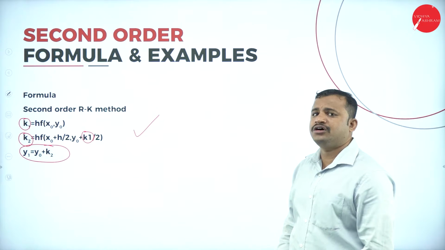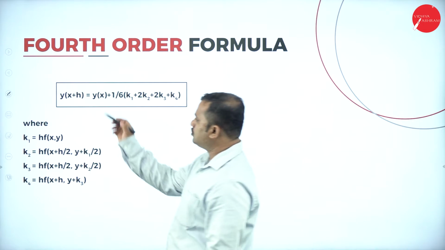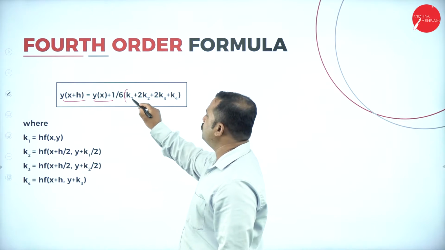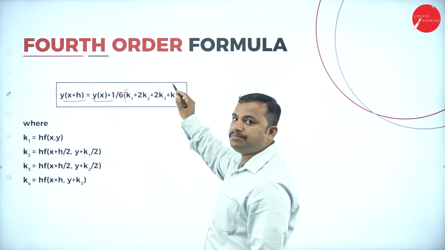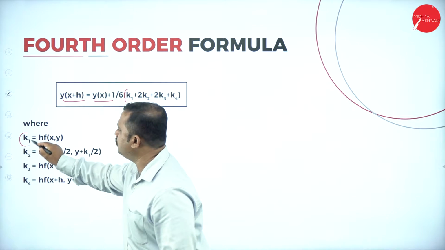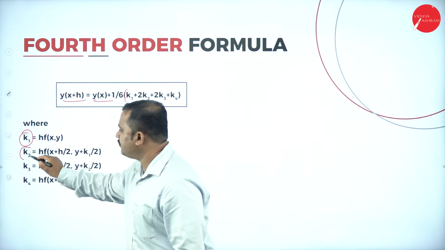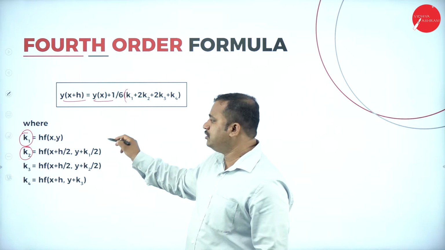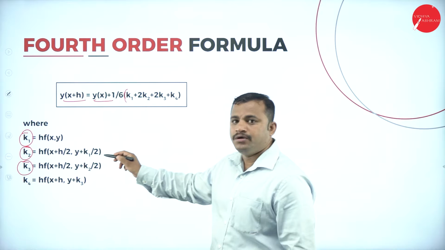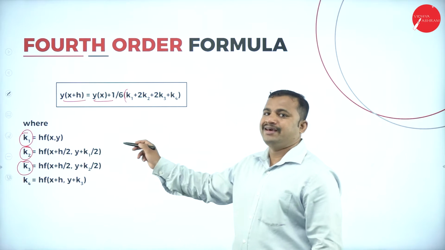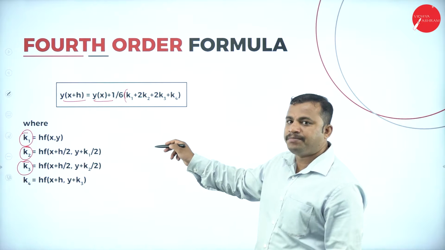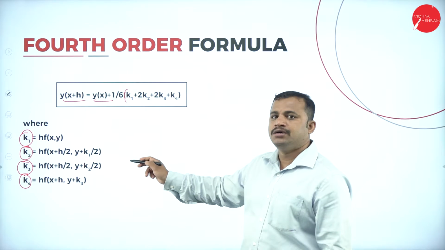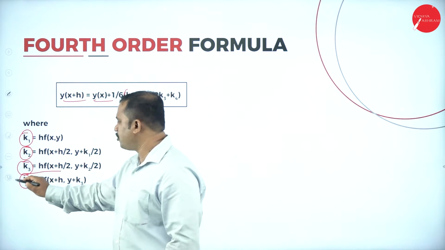What is the formula for the Runge-Kutta fourth order method? We have y of x plus h is equal to y of x plus 1 by 6 into k1 plus 2 times k2 plus 2 times k3 plus k4, where k1 is equal to h into f of x comma y, k2 is equal to h into f of x plus h by 2 comma y plus k1 by 2. Similarly, k3 is equal to h into f of x plus h by 2 comma y plus k2 by 2. Similarly, k4 is equal to h into f of x plus h comma y plus k3. That is the formula we have used here.